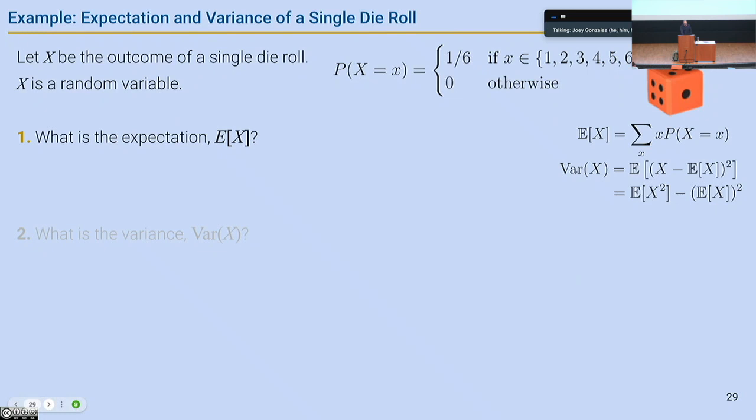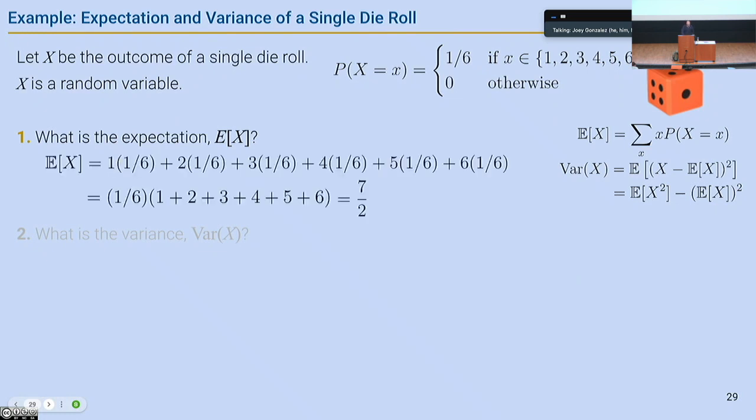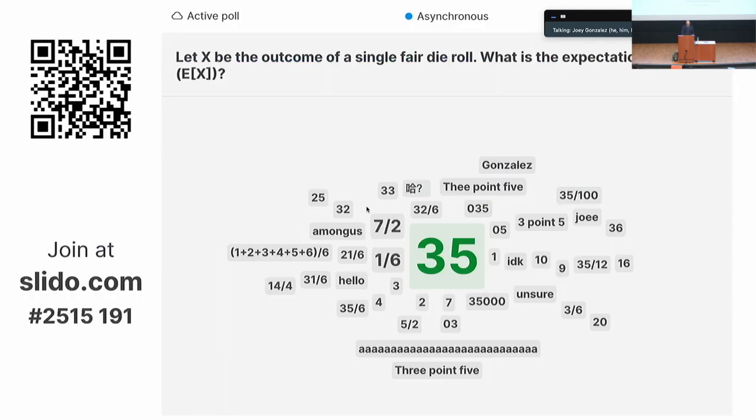All right, so computing the expectation is relatively straightforward. I take 1 times 1/6, 2 times 1/6, 3 times 1/6, 4 times 1/6, and so on. Or 1/6 times 1 plus 2 plus 3 plus 4 plus 5 plus 6. So 7 over 2, which is 3.5. So the 35, I'll assume the Slido dropped the decimal point. All right, so that was the expectation. The more interesting one is the variance. So what is the variance?